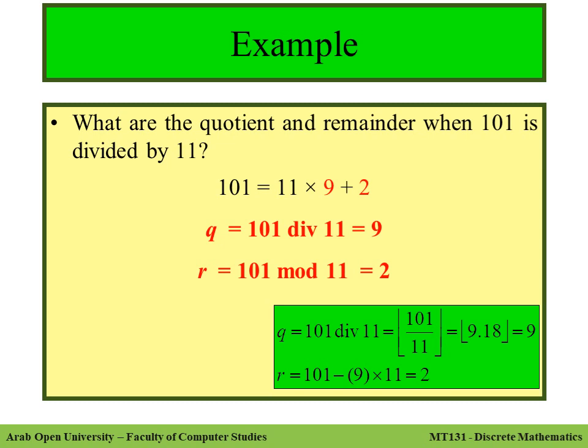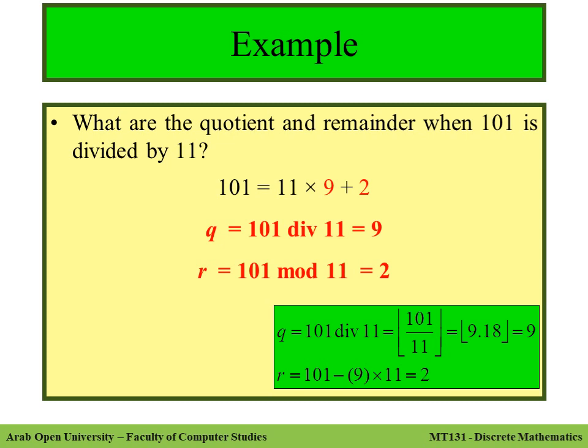Another way to look at this division is that the quotient 101 div 11 is, using the floor function, the floor of 101 divided by 11. When you divide, you will get a number with a decimal. The division will give you 9.18, which is not a whole number, but take the floor of that, which is equal to 9. Take the whole number that you get from the division, the floor of 9.18.